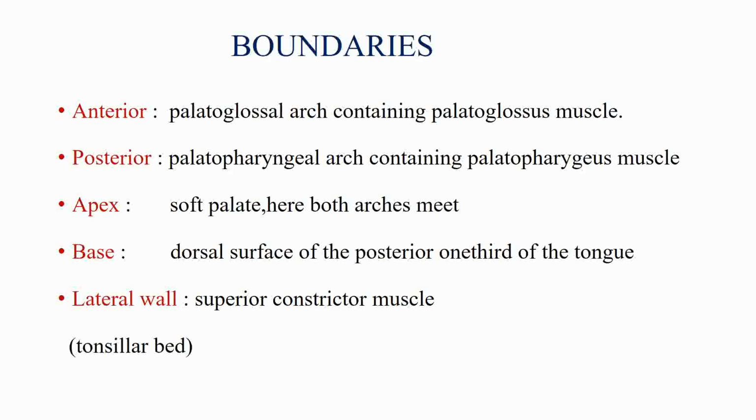The lateral wall is formed by the superior constrictor muscle. This is one of the muscles of the pharynx. The pharynx is made up of 3 constrictors: superior, middle and inferior. Among the 3, the superior constrictor forms the lateral wall of the tonsillar fossa. This lateral wall is otherwise known as the tonsillar bed.